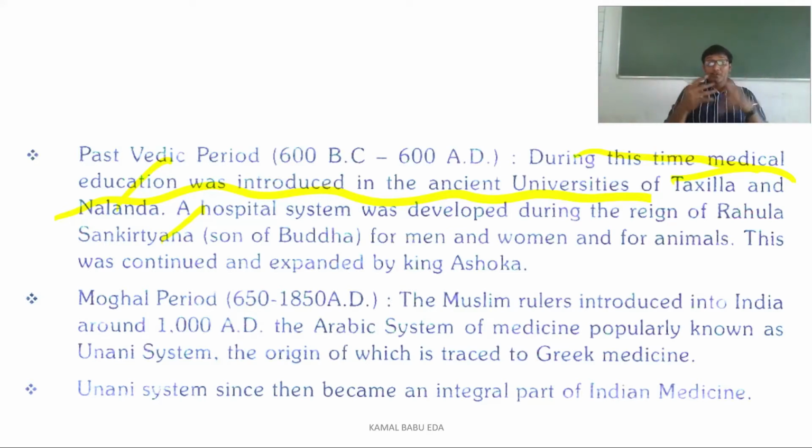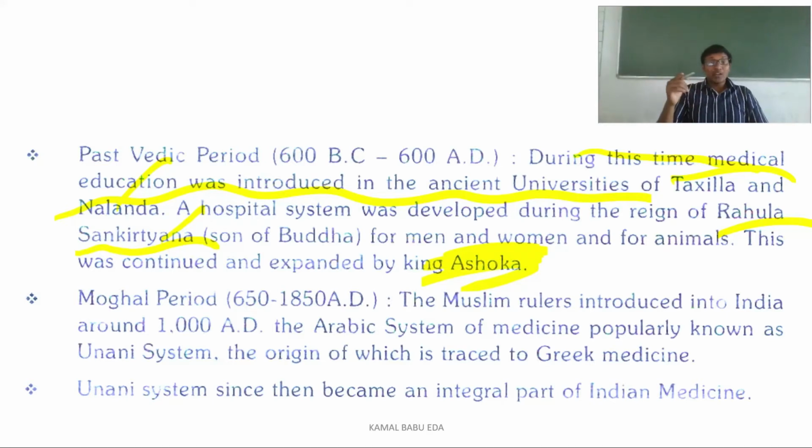They developed the hospital system mainly for men, women, as well as animals, and it continued to expand and was expanded by King Ashoka. So the first hospital of this period was introduced during the reign of Rahula Sankrityayana, who is the son of Buddha. Later on, the hospital system was continued and expanded by King Ashoka.